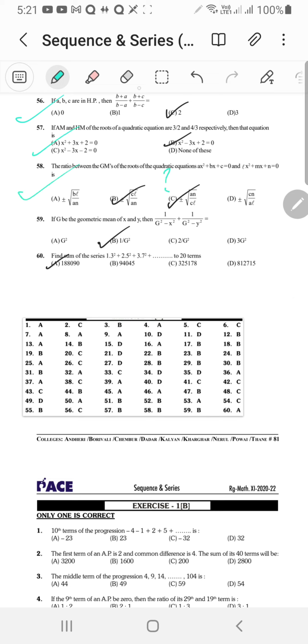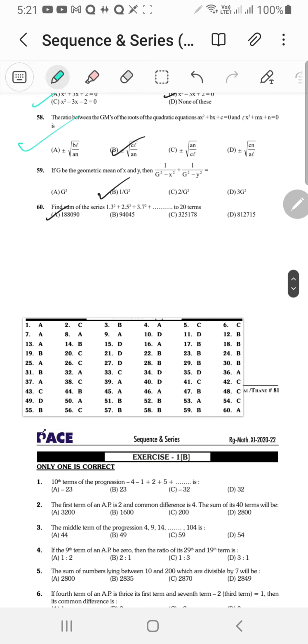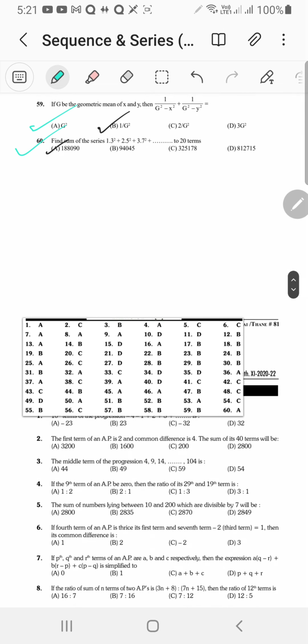Yeah, I don't know if this should be correct or not. I think maybe they mean first this quadratic equation on the numerator and this quadratic equation on the denominator. In that case, this might be wrong. But yeah, at least I got the process correctly. Okay, 59th B, 60A. So that's it. I'll see you guys in the next video.